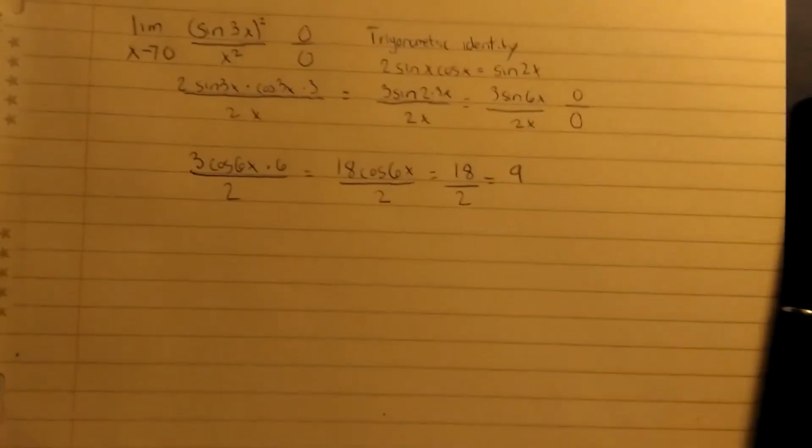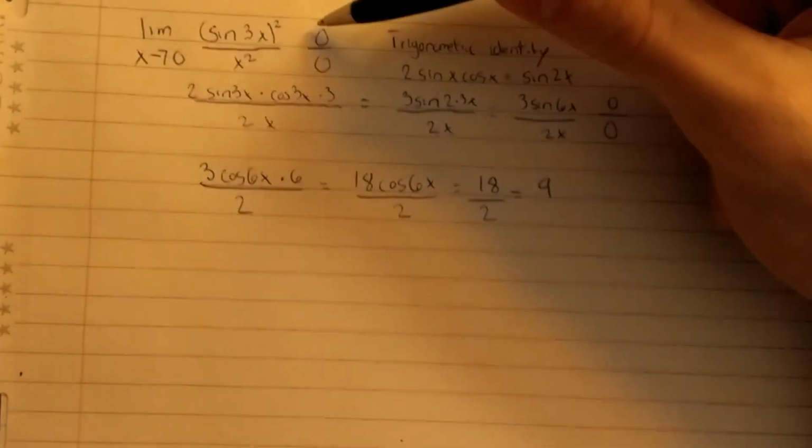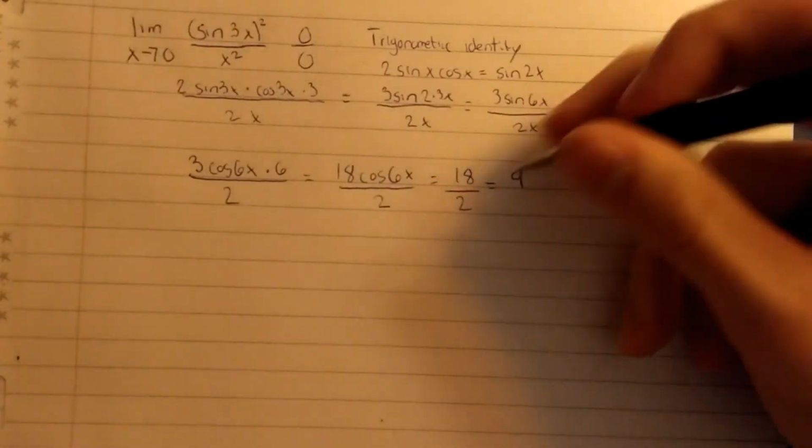So you can see here how L'Hopital's rule was able to take a function that was in the indeterminate form and turn it into a value.